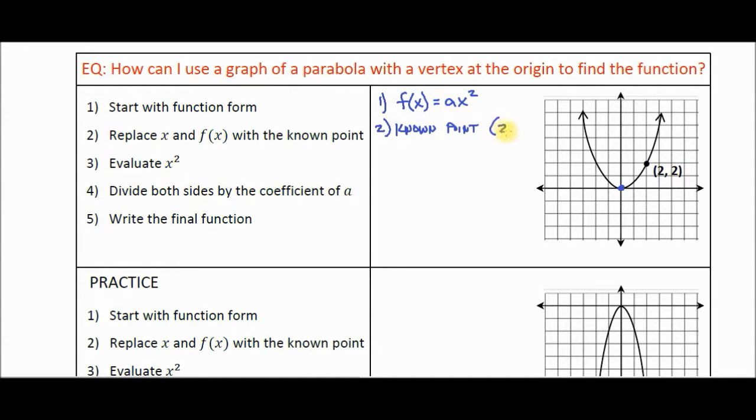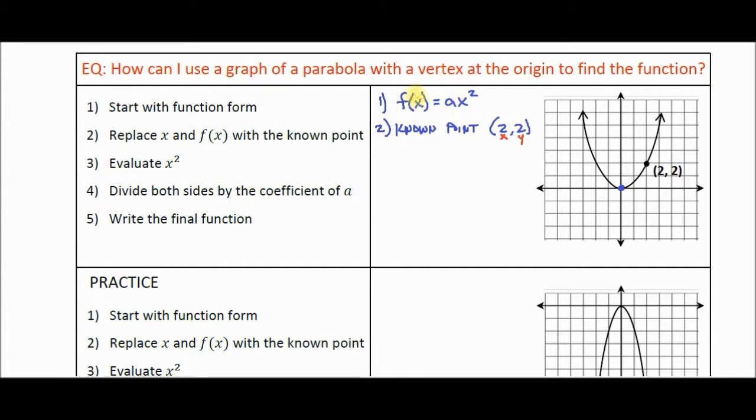is at 2, 2. And you know, class, that the first 2 is the x value of the point, and the second 2 is the y value of the point. So we're going to plug these into our equation. Well, the x value goes here. The y value is our output. 2 is our input. The next 2 is our output.